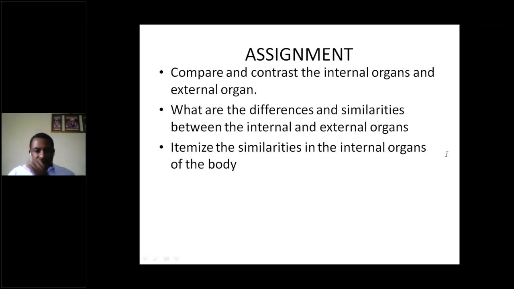So there are two assignments, for last week and for this week, because last week we did not do any assignment. The assignment reads briefly: compare and contrast the internal organs and the external organs. What are the differences and similarities between the internal and external organs? Then itemize the similarities in the internal organs of the body. So you're going to look at all the internal organs of the body, then itemize the similarities. Can you attend to this?